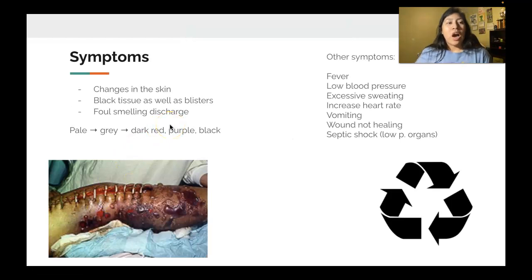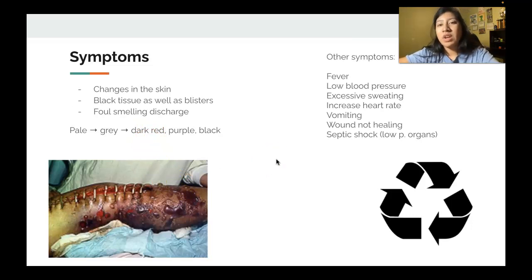So symptoms. The symptoms here are changes in the skin. The skin typically turns from pale to gray, dark red, purple, and black. You could see this in the image down here. There's a variety of different colors. The skin not only changes color, but it also grows blisters, and they secrete a foul-smelling discharge.